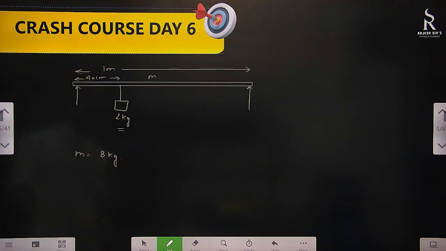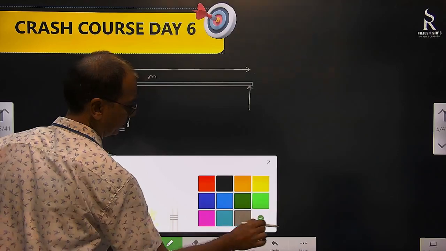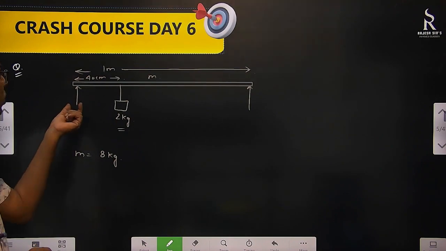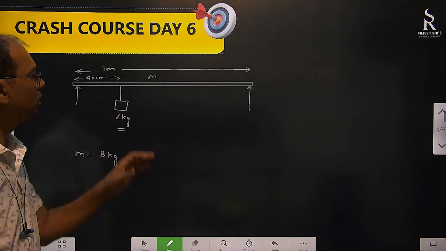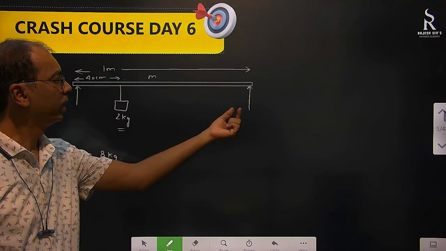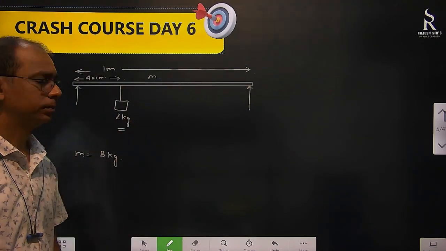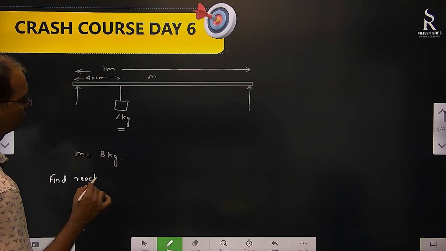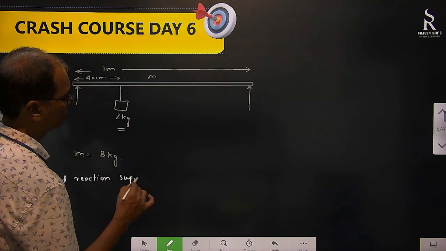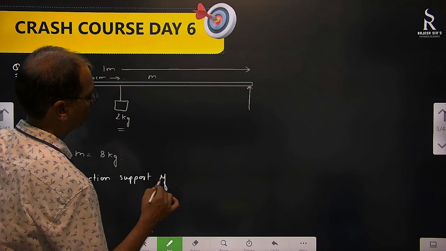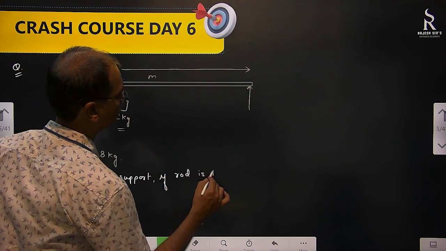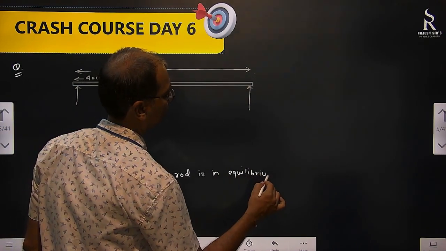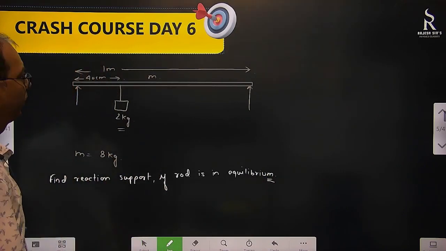The question asks us, if it's in equilibrium, find the normal reaction of these two supports. If the rod is in equilibrium, find the reactions of the supports. Okay, you say fine. Let's see.